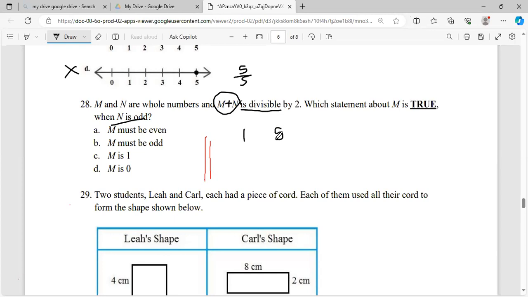Yeah, we could do trial and error, right? 1 plus 5 will give us 6, and that is divisible by 2. Any two odd numbers you have, you add them, they will be divisible by 2. Everybody see that? Yes, sir.